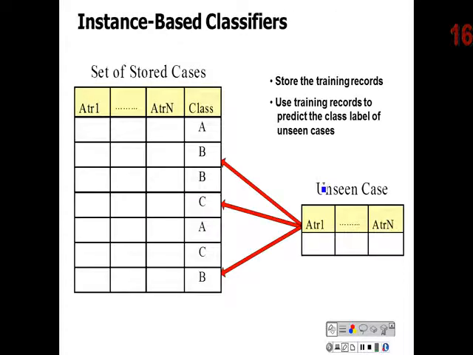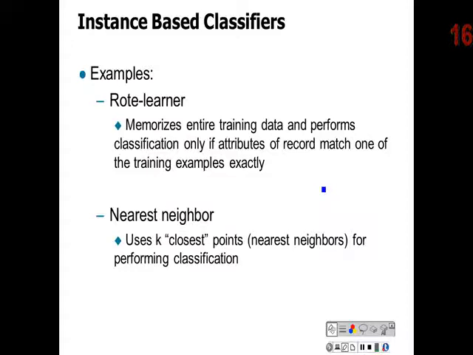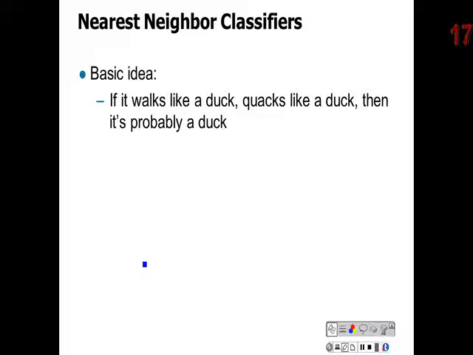Another very closely related type of technique is the instance-based classifier, where you build your classifier based on instances. We're not going to talk a lot about it, but the main idea is that you have the rote learner, and the one that is very important is the nearest neighbor. This is the one we're going to talk about in detail, the k nearest neighbor, and show you how it works. The basic idea: if it walks like a duck and quacks like a duck, then it's probably a duck. This is a simple expression so you can always remember what the nearest neighbor classifier is.